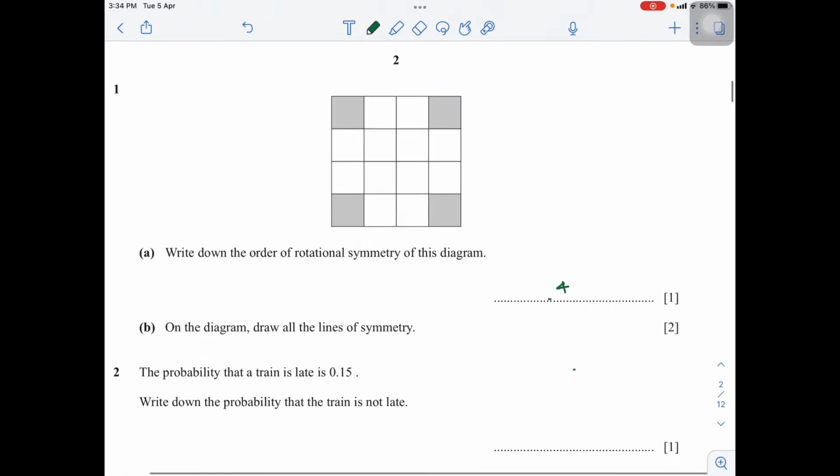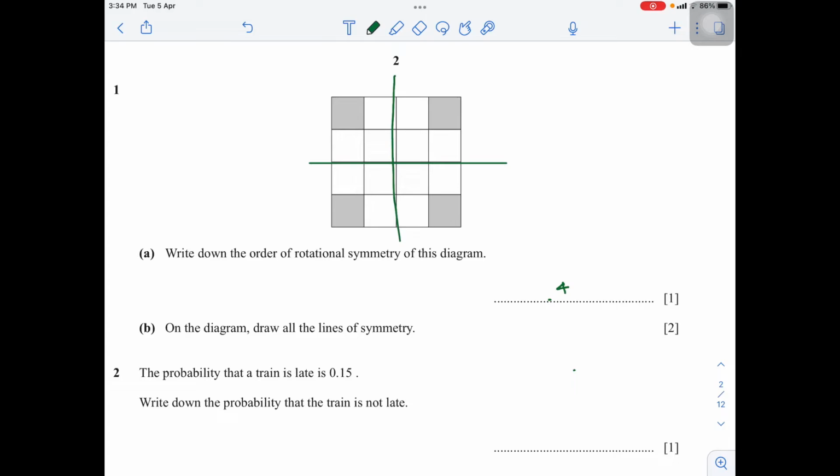On the diagram, draw the lines of symmetry. Okay, so that's line of symmetry 1, line of symmetry 2, line of symmetry 3, number 4.